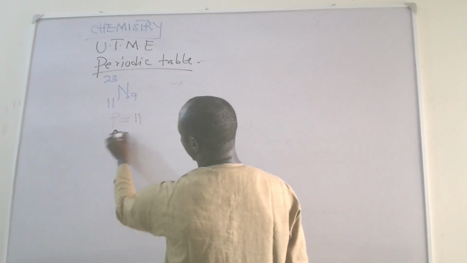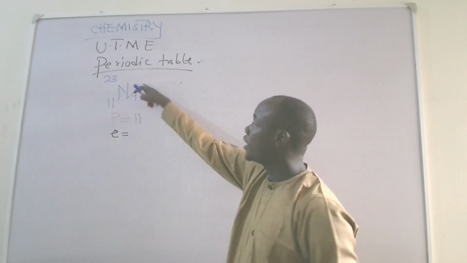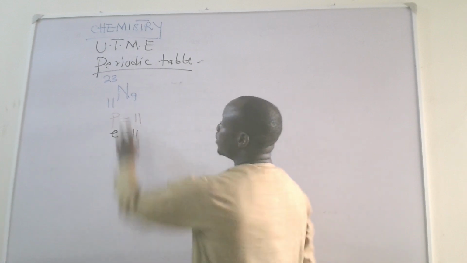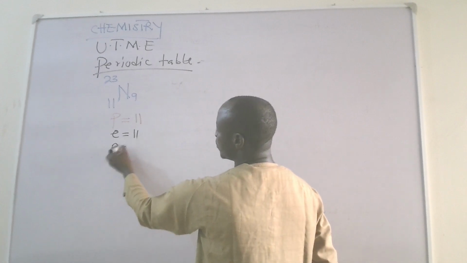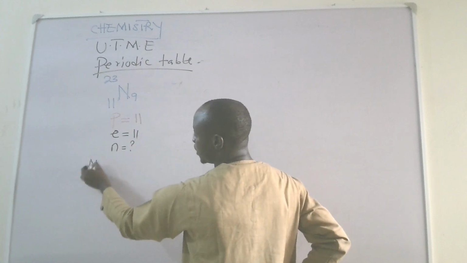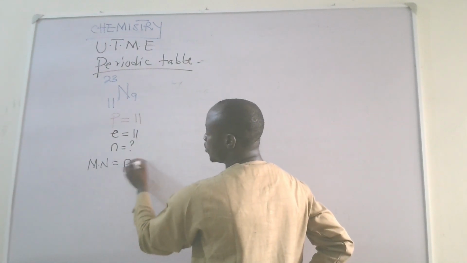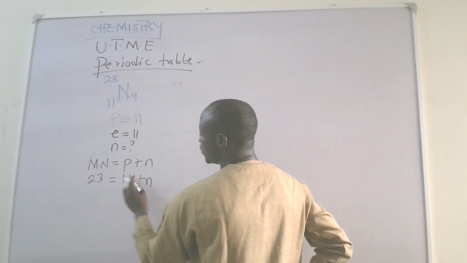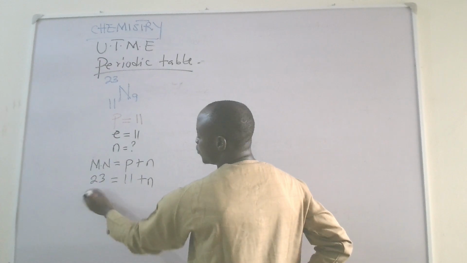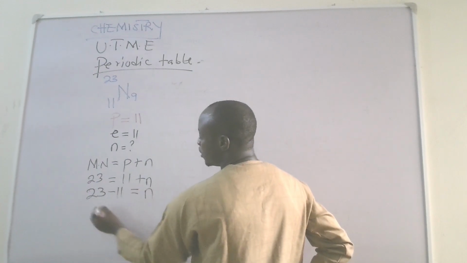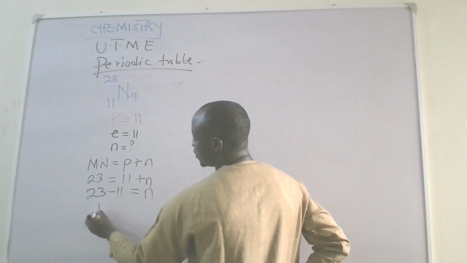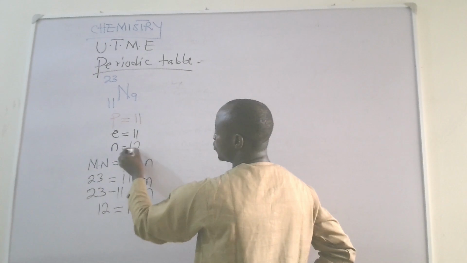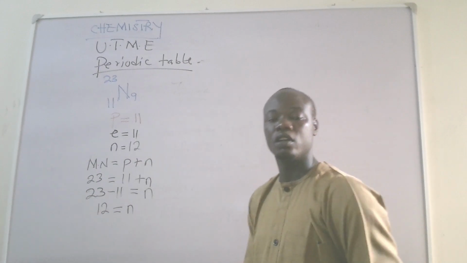And then the electrons. Since this element is neutral, it doesn't have positive or negative charge, so the electron number is 11. And the mass number is 23. So how are we going to get the neutron? The neutron is unknown, so we apply the formula: mass number is equal to proton plus neutron. The mass number of sodium is 23, and the proton is 11, so 23 = 11 + n. Taking 11 to the other side, we have 23 minus 11 is equal to n. So our neutron number here is 12. This is how we get the number of neutrons.